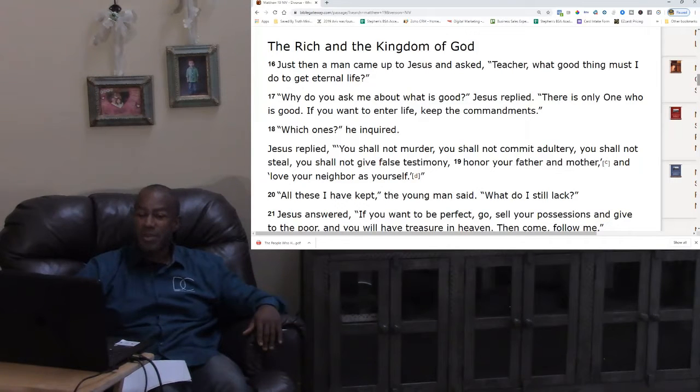But let's see what the Bible says. What do you need? It says, verse 17, why do you ask me what is good? Jesus replied, there's only one who is good. If you want to enter life, keep the commandments. I mean, that's not ambiguous. That's about as plain English as it can possibly be. He can't say it any more clear.